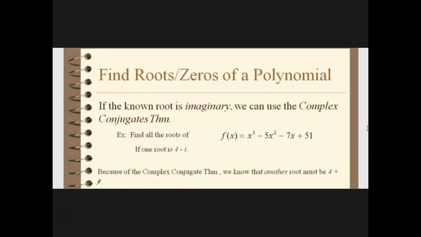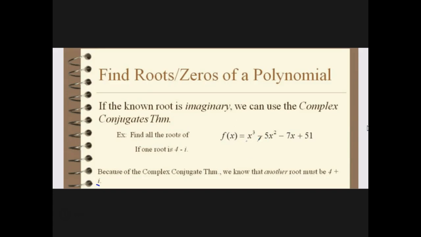My i somehow got tagged on over here. So we have 4 minus i and 4 plus i. Down at the bottom it said find all roots. Well, if one is 4 minus i, then another one is 4 plus i. So if this has a power of 3, we already know 2 of its roots. Now what we need to do is determine if the final root is positive or negative.